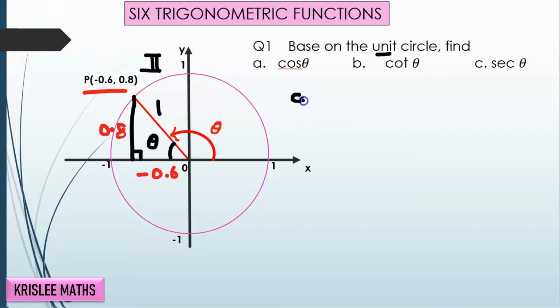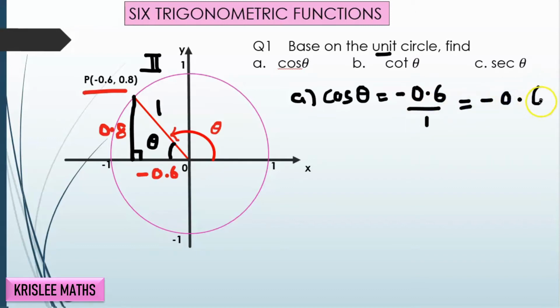Now we can find the value of cos theta. What is cos? Adjacent over hypotenuse. So negative 0.6 over 1.